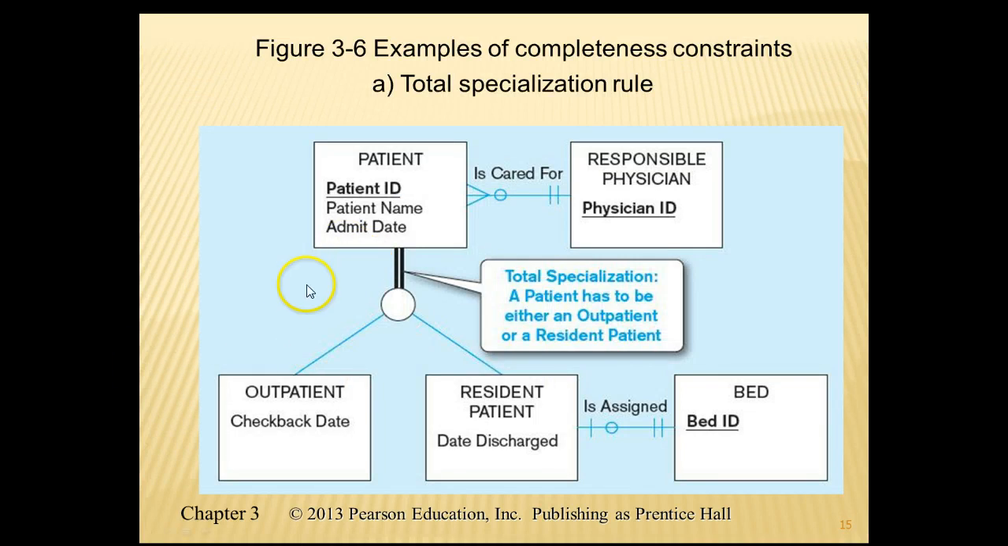So, and now pay very close attention to the notation on this, because you're going to need to be using this notation when you create your supertypes and subtypes. So the total specialization indicates that a patient must either be an outpatient or a resident patient. It has to be one of those. So that, of course, is total specialization.